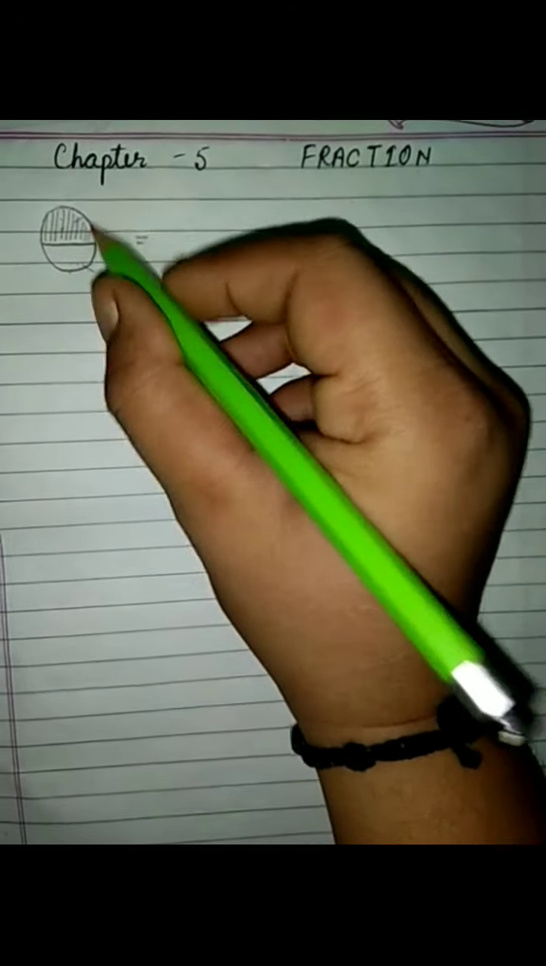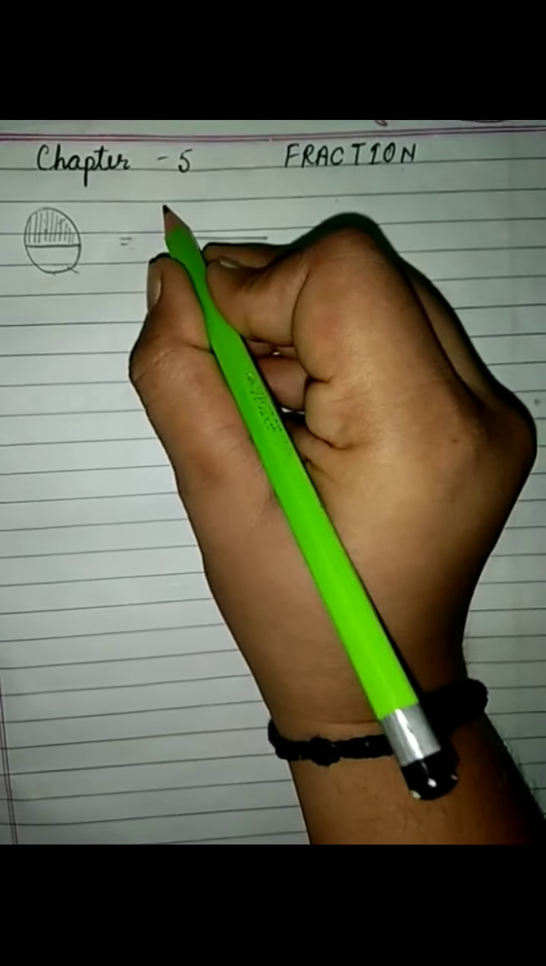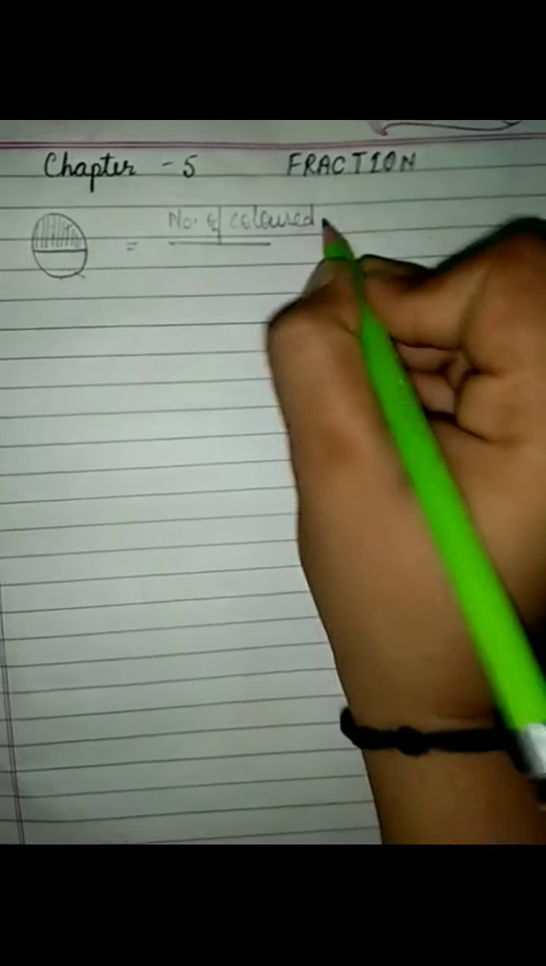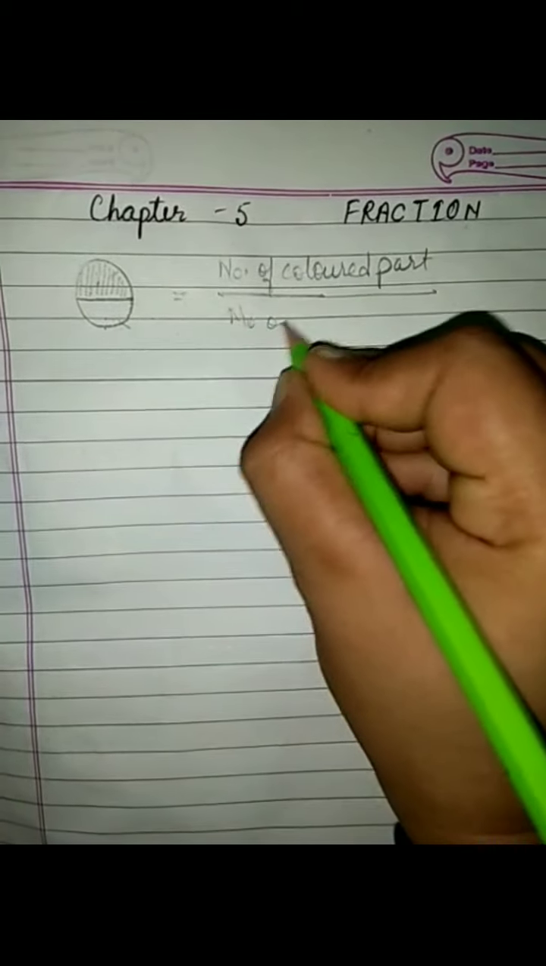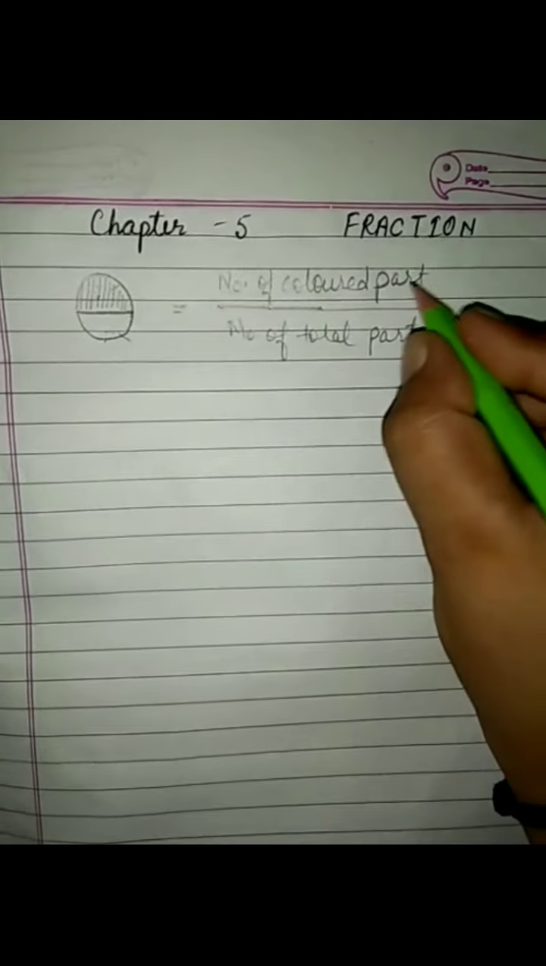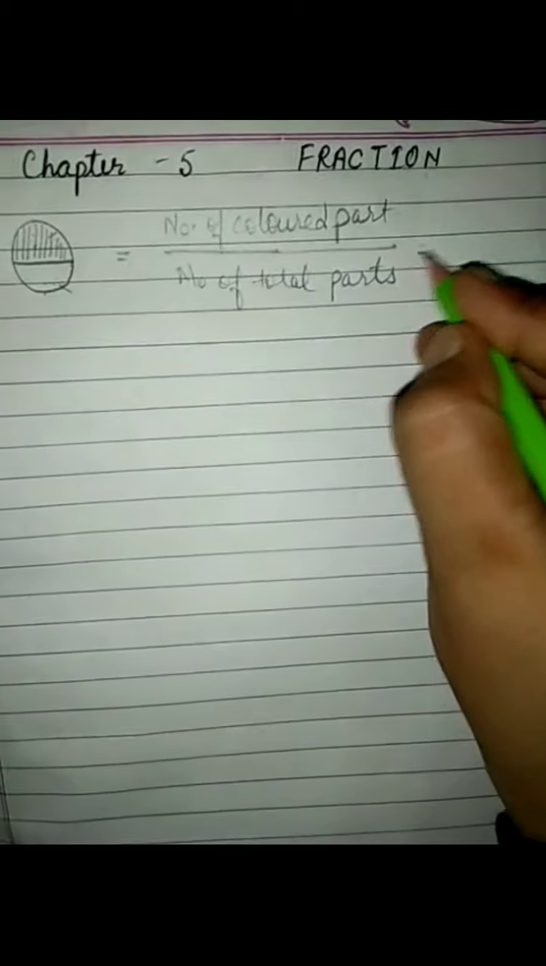So what is the fraction for this circle? There is a bar: number of colored parts upon number of total parts. So the colored part is 1 out of 2, and 2 is the total parts. So this is the fraction for this circle.